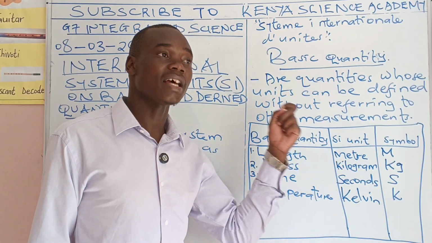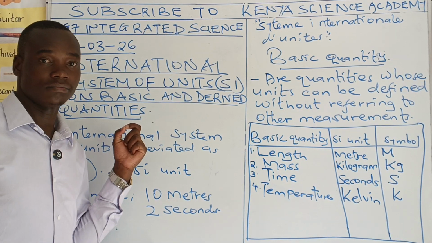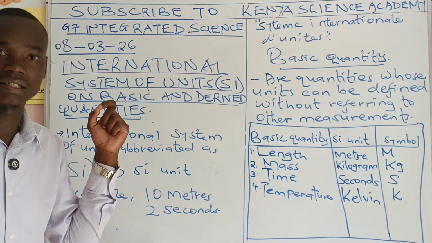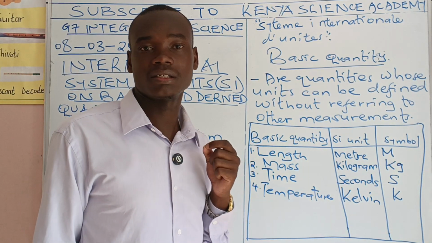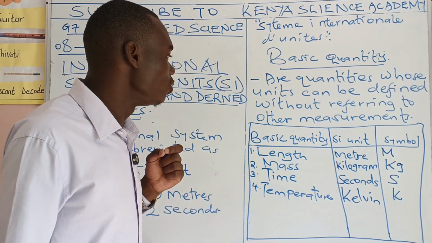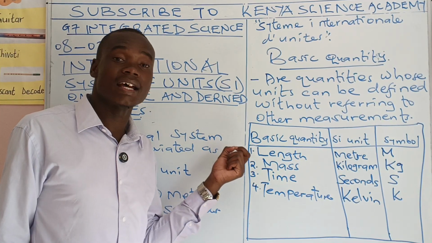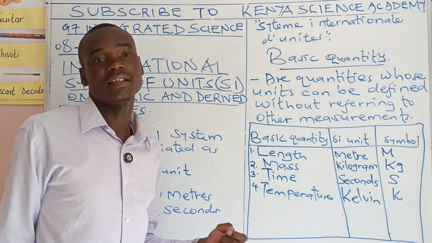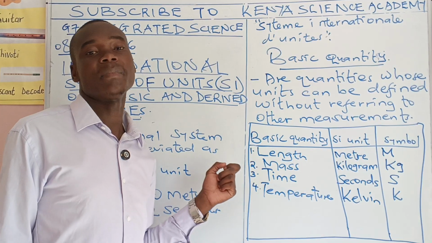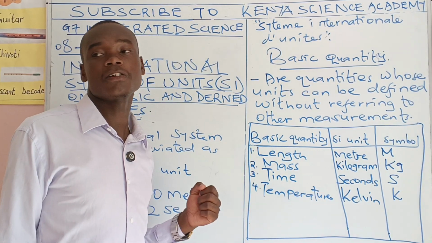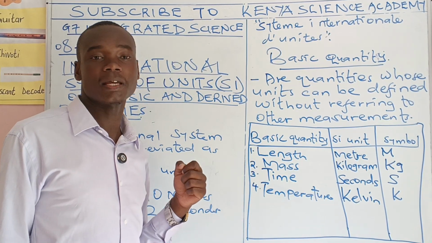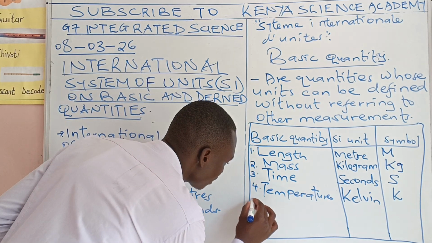But the international system came up with a standard measurement, a standard unit, and that standardized one is meters for length, kilogram for mass, seconds for time, Kelvin for temperature. Number 5. Let's move to number 5.